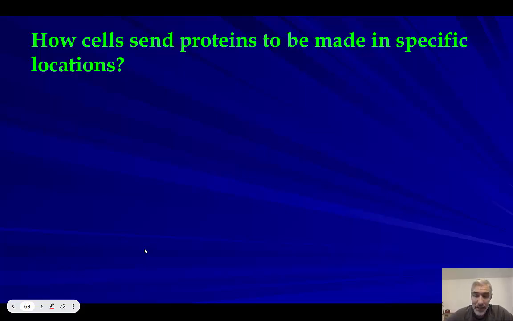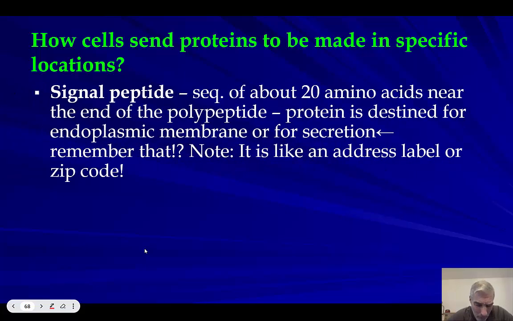So how do we sense proteins to be made in specific locations? Well, they have these things called signal peptides, and signal peptides are sequences of about 20 amino acids found at the end of a polypeptide for a protein that is destined for the endoplasmic reticulum, or the endoplasmic membrane for secretion. We talked about that, right?